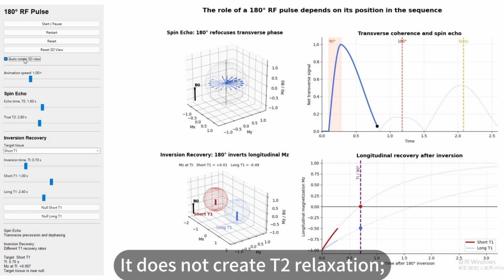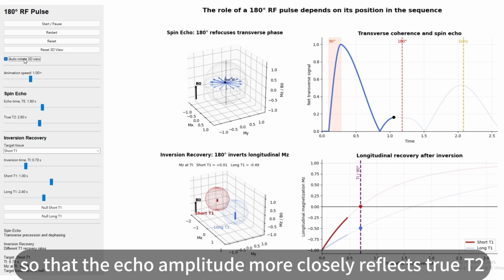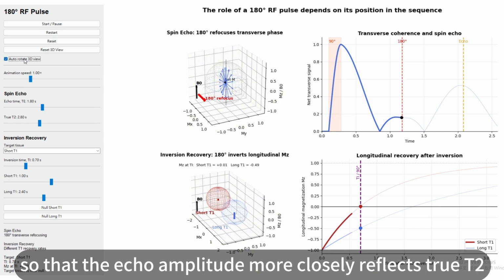It does not create T2 relaxation. Instead, it removes much of the extra T2 star dephasing, so the echo amplitude more closely reflects the true T2.